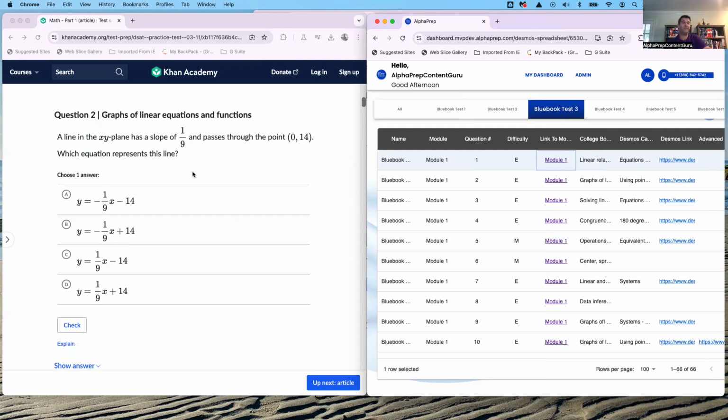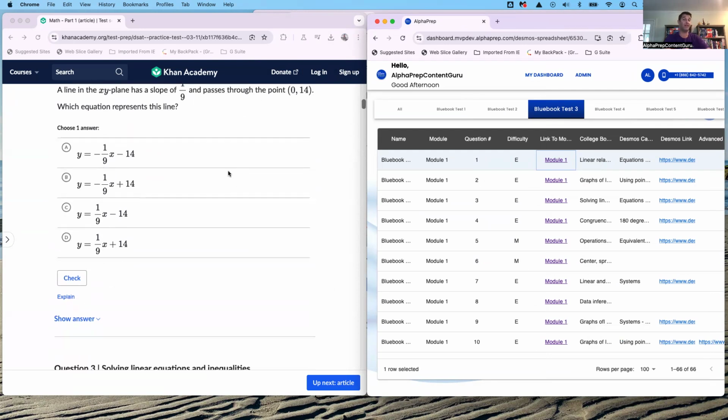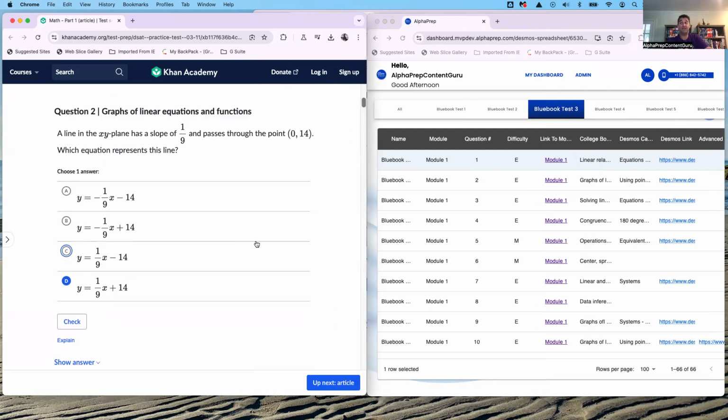You can look at a question and say, for me, this is easy. I know if it has a slope of 1/9, that is not negative 1/9 where the slope should be. And if it passed through 0, 14, I know the y-intercept is 14. So I know the answer is D. So maybe you don't have any desire to use Desmos, but if you do, you can click on the link.